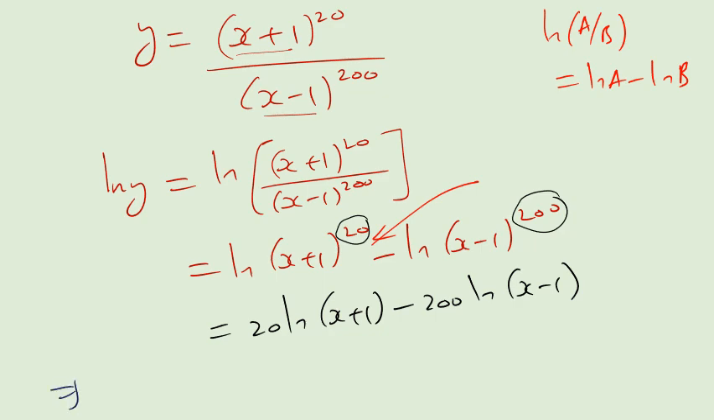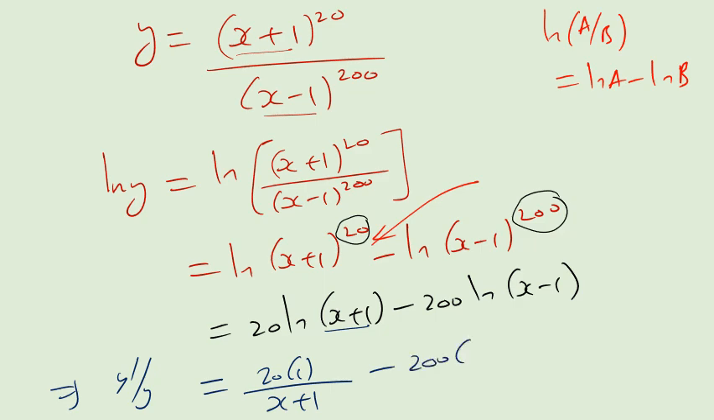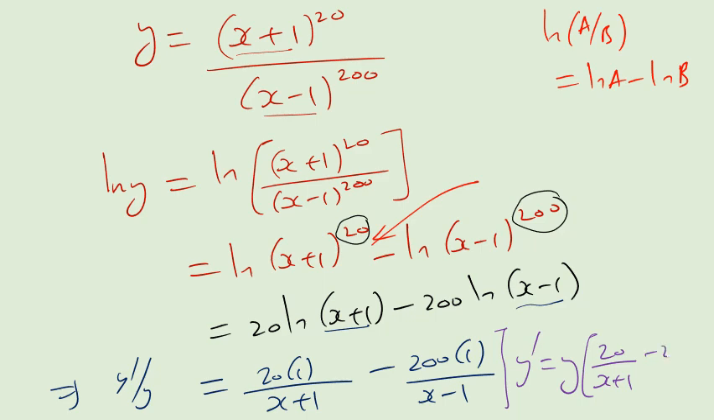If we differentiate both sides, we're going to get y prime over y equals 20 times... now watch. What's the derivative of x plus 1? It's 1. What's the derivative of ln of something? It's 1 over that something. So this would be 20 times 1 all over x plus 1. This one you can guess is minus 200 times 1, because the derivative of x minus 1 is 1, over x minus 1. And so we can write this down as y prime equals y into, watch this, 20 over x plus 1 minus 200 over x minus 1.